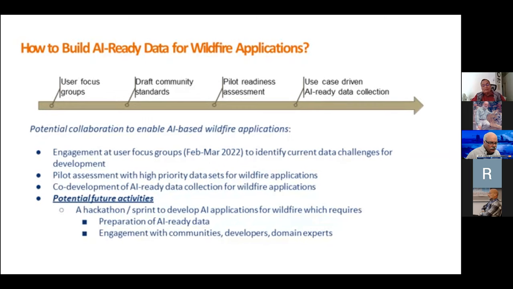So we really want engagement with wildfire stakeholders in our user focus group to look at what AI ready data means for wildfire applications and what the key challenges are. We also want to do a pilot assessment with those high priority data sets for wildfire applications, whether pre-wildfire, during, or post-wildfire. We can also do some co-development for a collection of AI ready data to empower AI application development for wildfires. A potential future activity can be a hackathon or sprint to develop AI applications for wildfire, which will require preparation of AI ready data and engagement with developers, domain experts, and communities on this topic. With that, turning back to Dave.